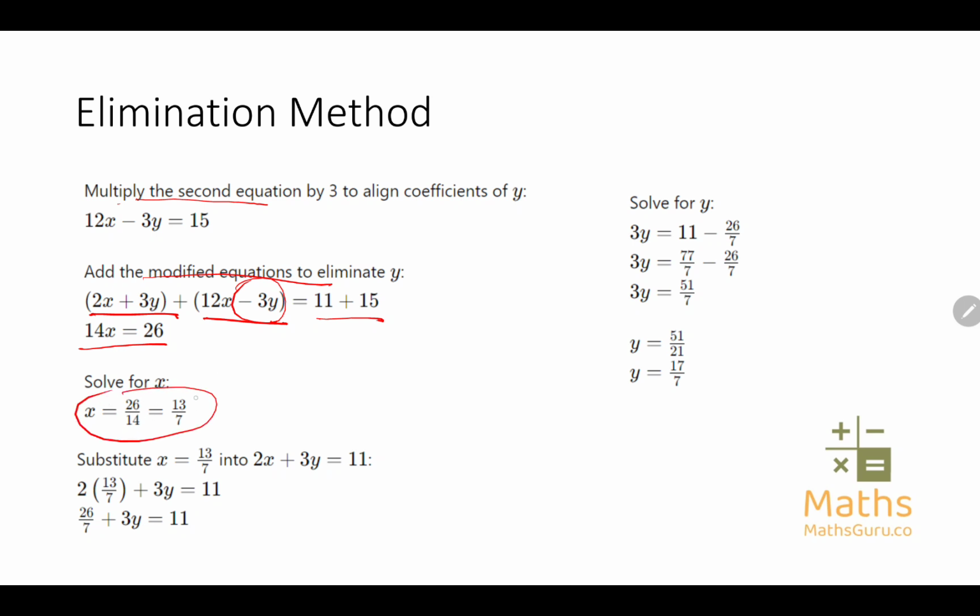Now that we have found x, we feed this value into the second equation, just like we did in the previous method, and we get y equals 17 by 7. So these are the two methods, substitution and elimination, through which we can solve a pair of linear equations with two variables.